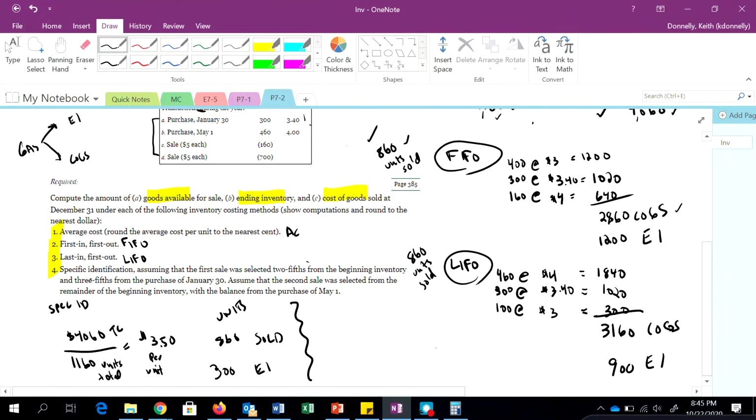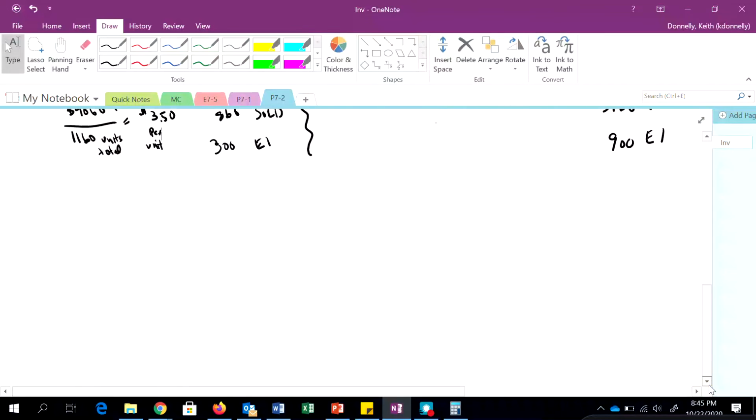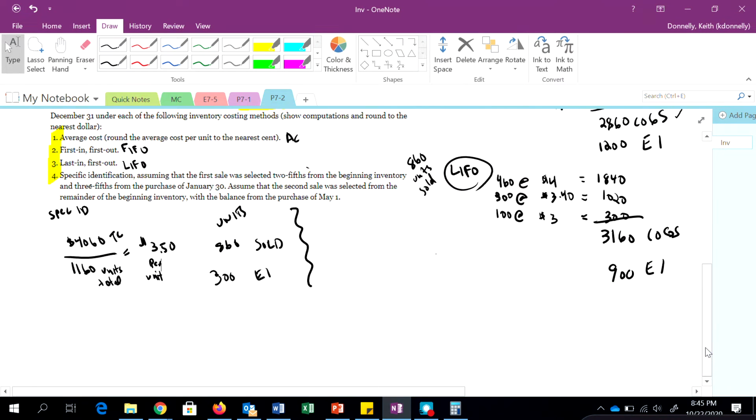And again, what are we doing here? Just to level set, what we've been doing in all of these is we have our beginning units, right? So step one is units plus our purchases. So let's just say we bought 2 more. This equals our goods available for sale. So that would be 5.